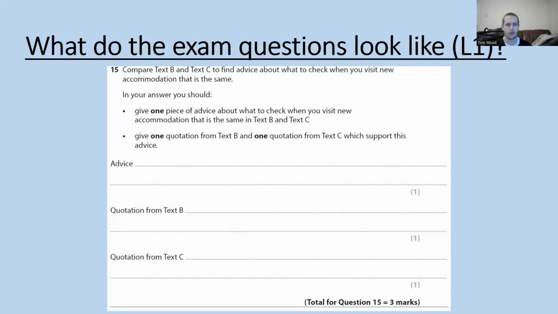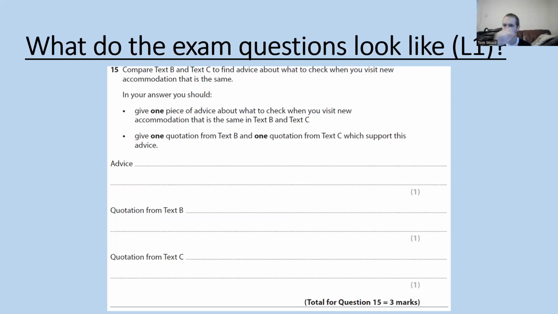So all we're going to do, text A, get out of the way there. I'm looking at text B and text C. It's already told me that they both give advice. So give one piece of advice about what to check when you visit. That's what I'm going to do. I'm going to read through text B and I'm just going to get my highlighter. Right, that's saying to check the plumbing. Then it's saying, make sure to check the locks, maybe. In text C, I can then look down. Oh, this one says about checking the locks as well. That's 3 marks. The advice is that they advise you to check the locks.